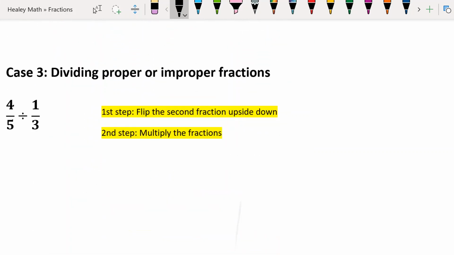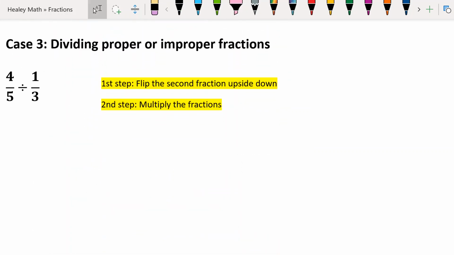Let's move into dividing now. When we divide fractions, our first step should always be to look to flip the second fraction upside down. This seems a bit odd, so let's look to an example to understand why. I'm going to take the example of 2 divided by 2. We know the answer is 1.